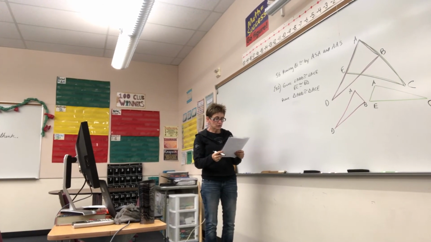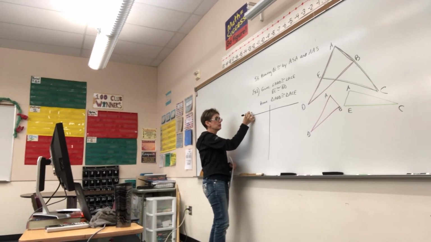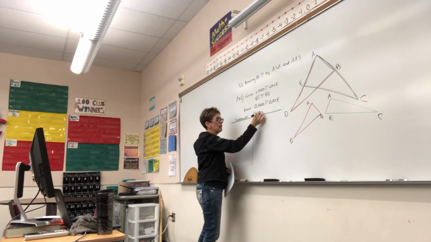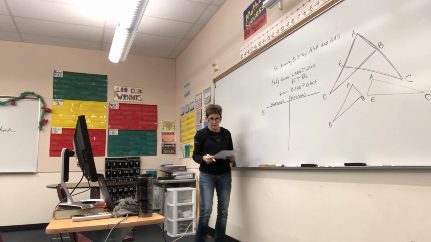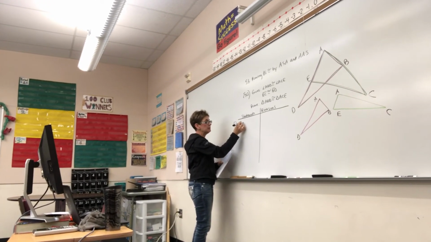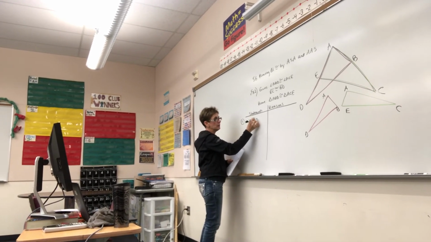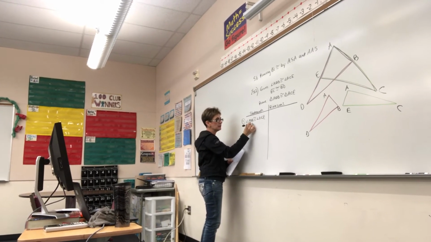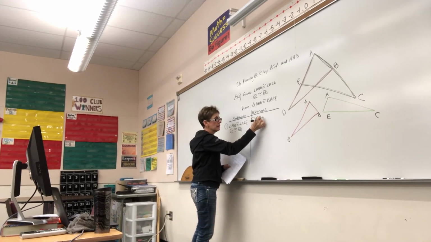All right, let's draw our lowercase t. Let's write the word statement. Statements on the left, reasons on the right. What's the first statement that we should write down here? Whatever we've been given. So we're going to write angle ADB is congruent to angle ACE, and also that segment EC is congruent to segment BD. Our reason, of course, is the word given.